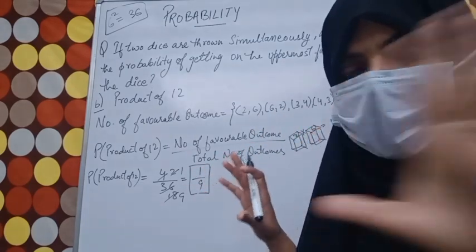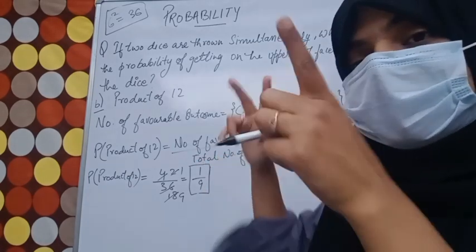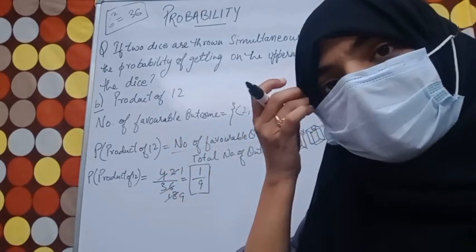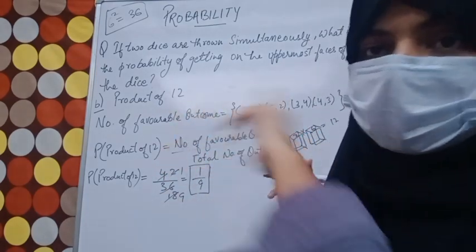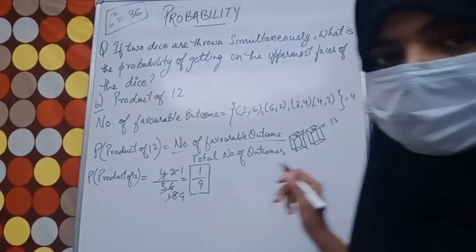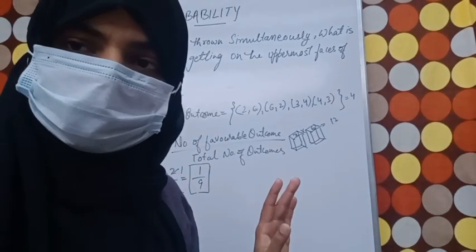And if it would have said 15, then 3 5s are 15, 5 3s are 15. Other than that, there will be no product forming 15. So in that case, only 2 pairs would have come. Getting my point? Now let's have a look at the next part of this particular question.